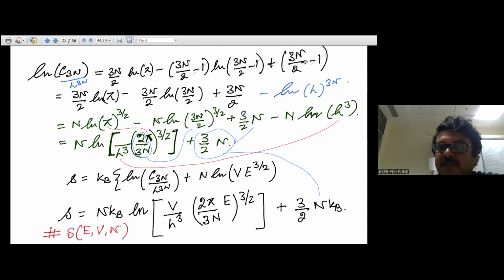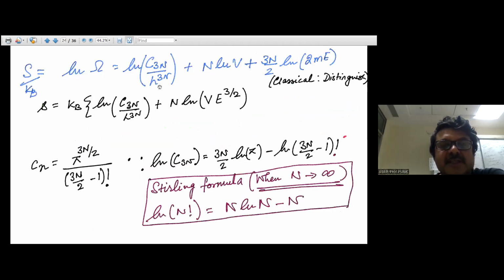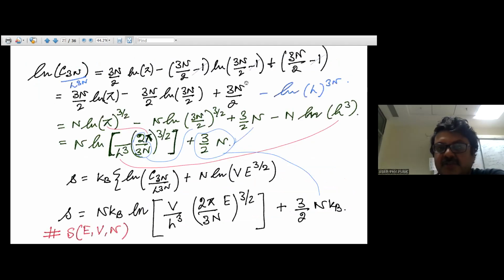This is going to be dropped. This is going to be dropped. So we're going to have 3n by 2 ln pi, which is this term, minus 3n by 2 ln 3n by 2 plus 3n by 2 in terms of the constant terms. Okay. If we had h to the power 3n, because that was also what is there here, right? Then there would be another extra ln h to the power 3n. Now, what we are going to do is collect all these different terms together.